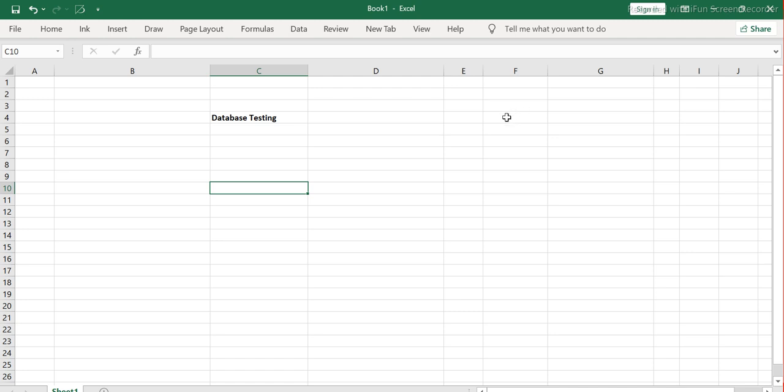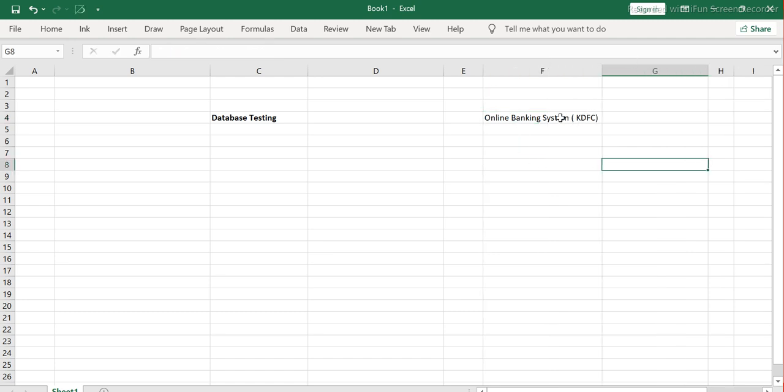Let's say I have an online banking system, and the bank's name may be KDFC. I'm just taking it randomly. It's not a valid bank, I guess, but yeah, I just took it. So in the online banking system, KDFC is a bank, right?